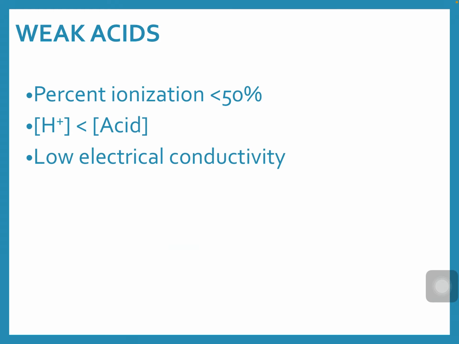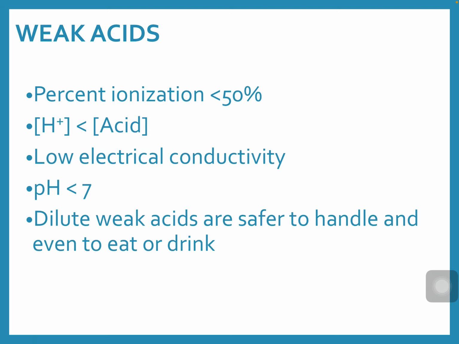So here, because there aren't as many ions in the solution, there will be a low electrical conductivity, and the pH is going to be less than 7, but it is going to be a higher number, closer to 7, not close to 0. So these are a lot safer to handle and also eat or drink. A lot of the foods and drinks that we consume are acidic, so they are less than 7 for a pH, but we're not talking about a 0, 1, 2 pH.